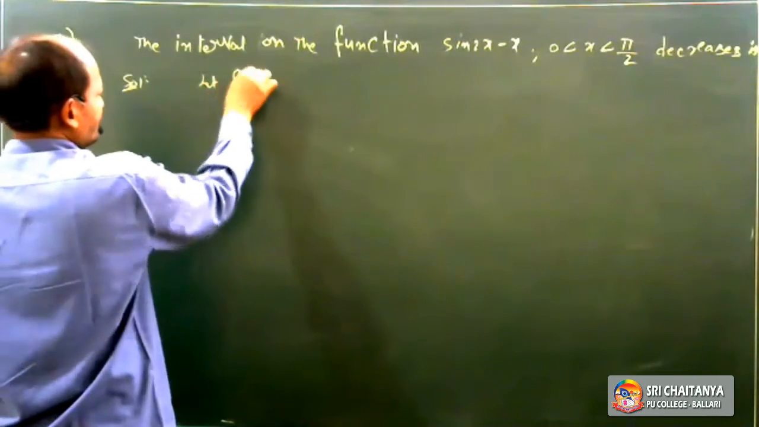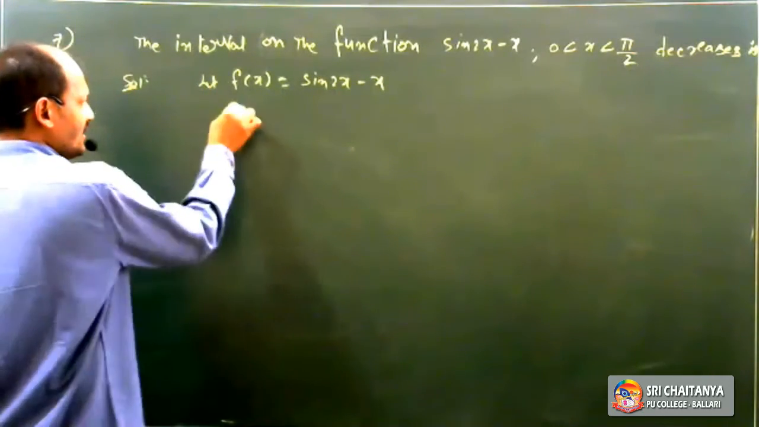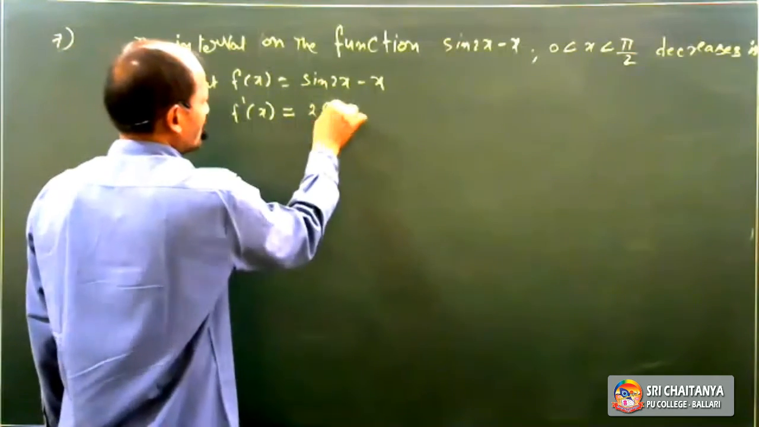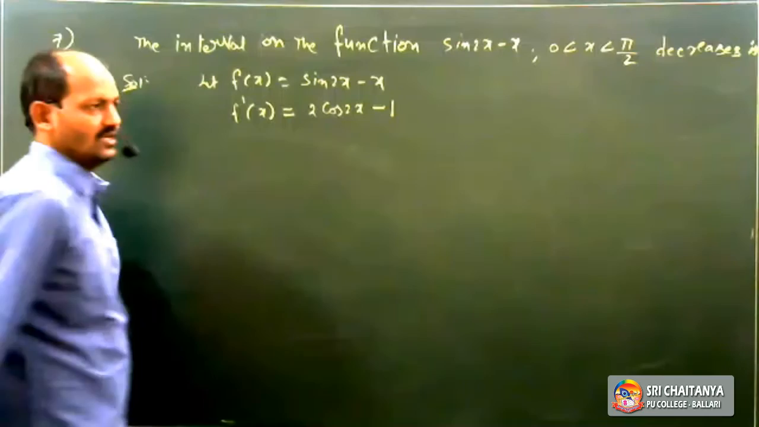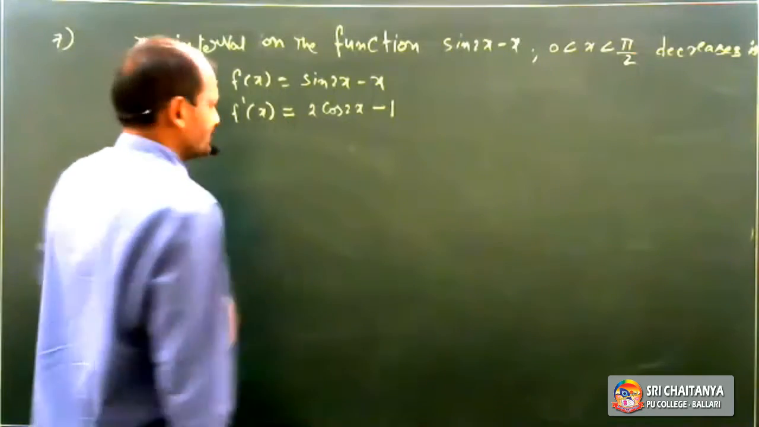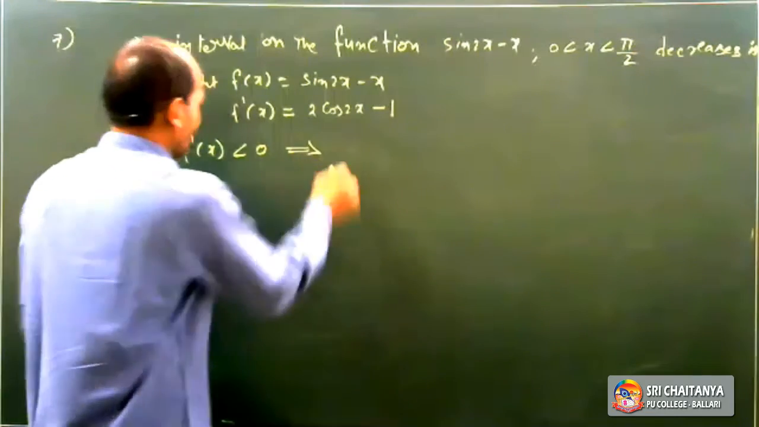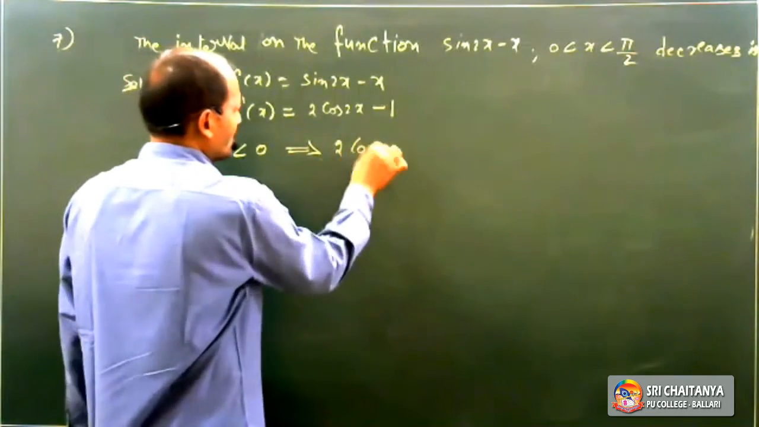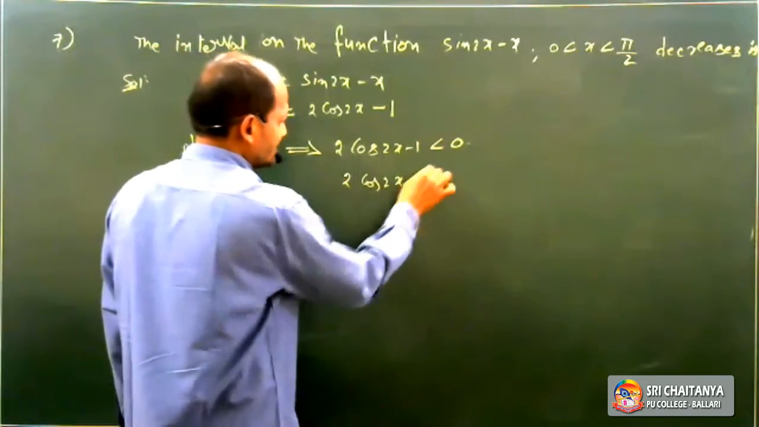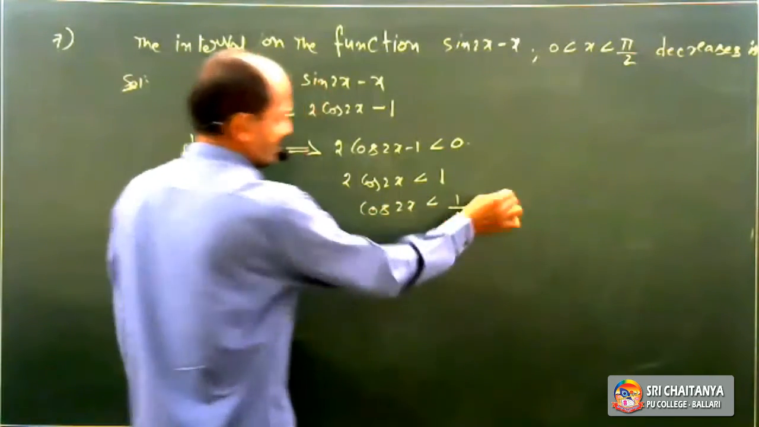Let f of x equal sin 2x minus x. Its derivative is 2 cos 2x minus derivative of x, which is 1. Given it is a decreasing function, that means f dash of x is less than 0. So 2 cos 2x minus 1 is less than 0, 2 cos 2x is less than 1, cos 2x less than 1 by 2.